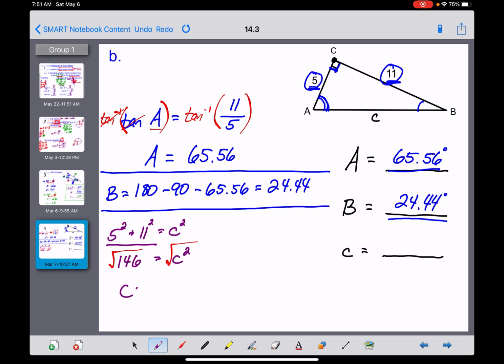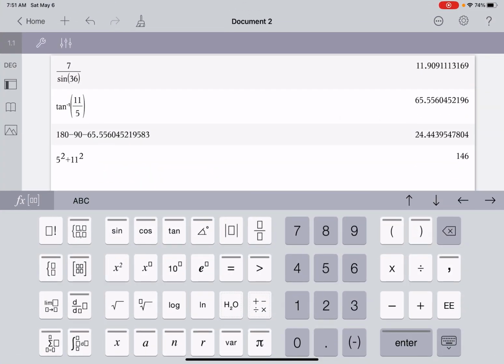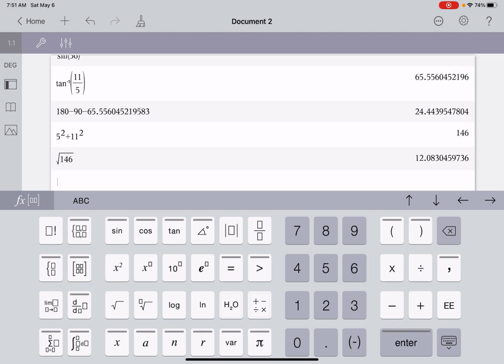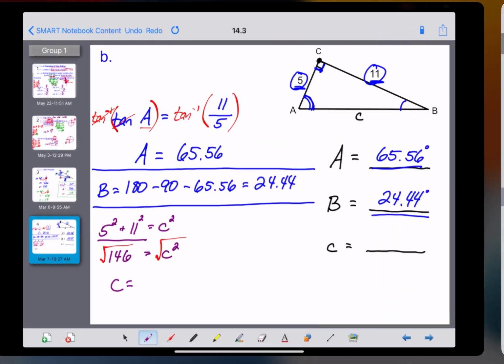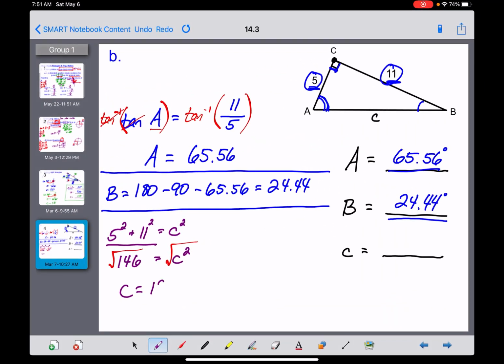Now, 144 is a perfect square. Its square root is 12. 146 is just a little bigger than that, so I'm expecting a number slightly bigger than 12. So the square root of 146, rounded here, guys, is 12.08. So that's what I came up with here for C. Feel pretty good about that answer. I knew that C had to be bigger than 11, and 12.08 seems to fit the bill.